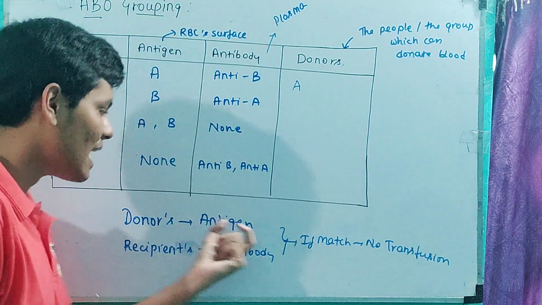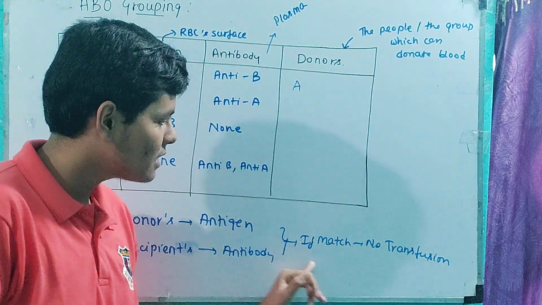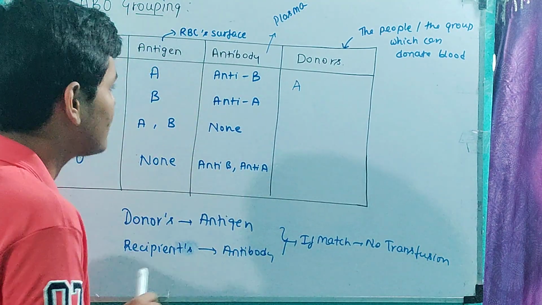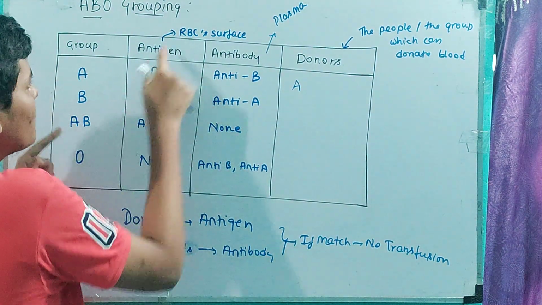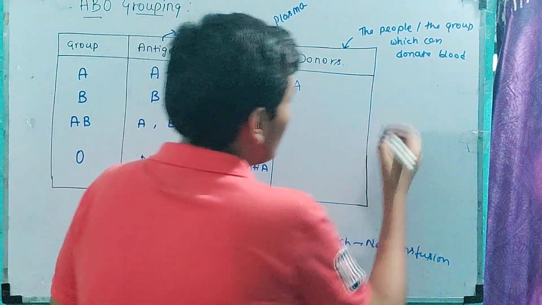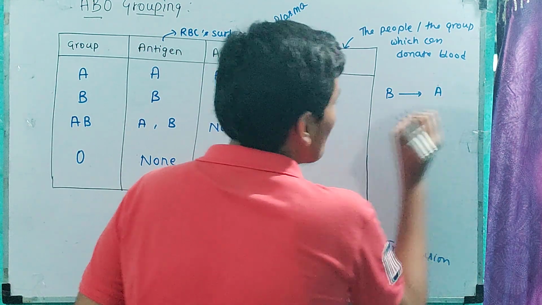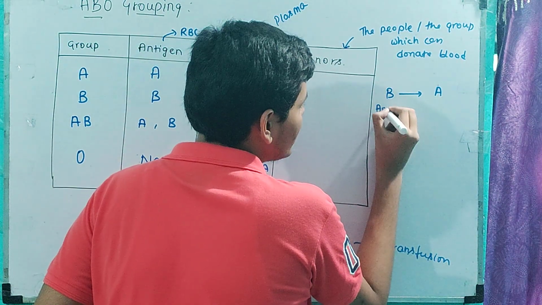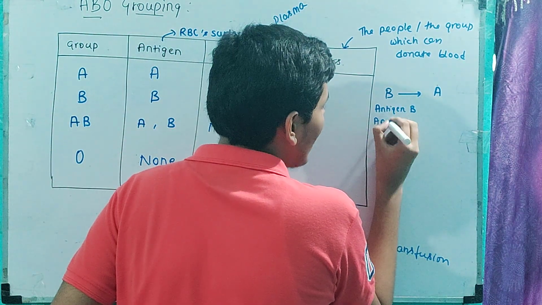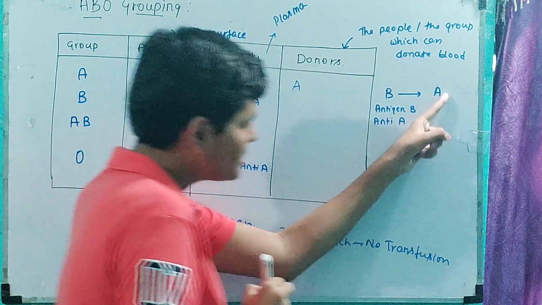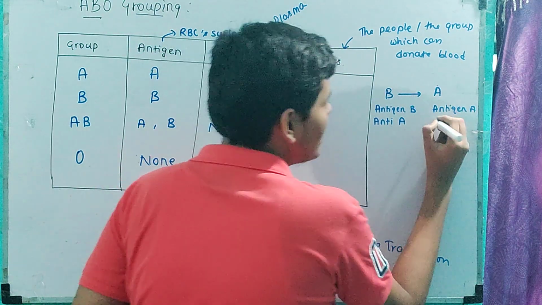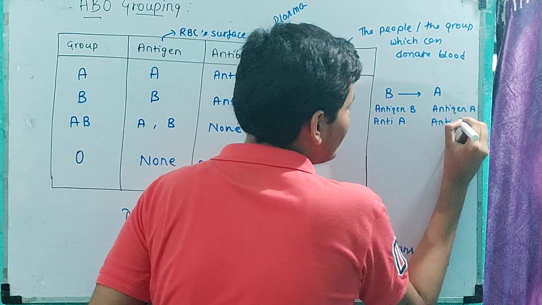So we have to check the donor's antigen and the recipient's antibody, so that if they both match, then we should not transfuse. Now what is this concept? Let us understand. Suppose a person having blood group B is giving blood to a person having blood group A. The concept is B is giving to A. Now B has antigen B, and B also has anti-A antibodies. The individual who is A has antigen A, and has antibody anti-B.